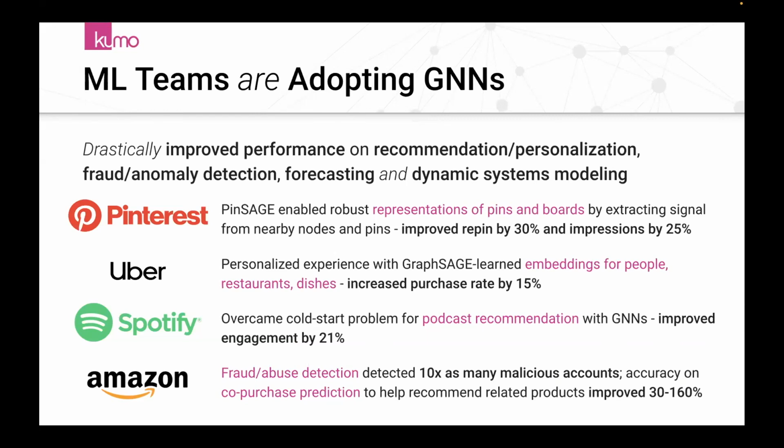Similarly, with personalized experiences with Uber and Spotify, they created very curated experiences. So Uber Eats will embed people, restaurants, and dishes into the same embedding space. And so they're able to, on the home screen, recommend really good places and items off of a menu for a person to look at right off the bat. Spotify curates the homepage so that your homepage is full of things that you would likely listen to. And like I mentioned before, they're able to recommend podcasts, which is the new content type for them, to their users. And Amazon's fraud detection system has improved by 10x in catching bad actors. And they also use graphs in co-purchasing prediction, which has seen massive improvements of anywhere between 30 to 160%, depending on use case.